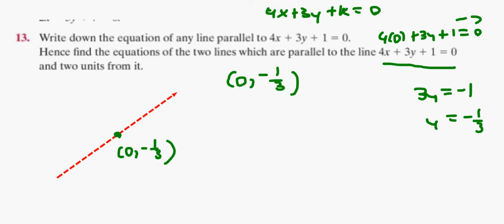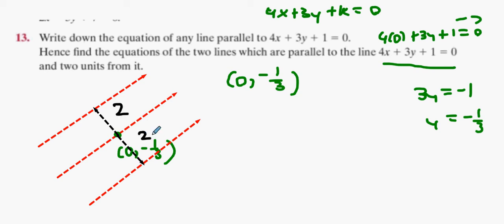And then there's two other lines, which are parallel to the original line, that are either side of it. And then the distance has to be 2. I'm going to keep on going, but I won't say anything, alright? Now, our A value is 4, our B value is 3, and our C value is k.